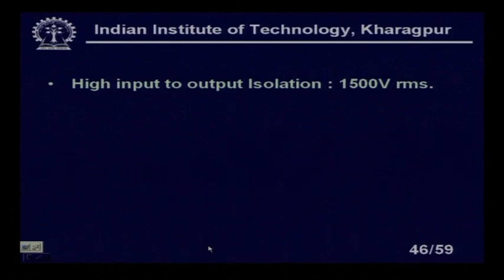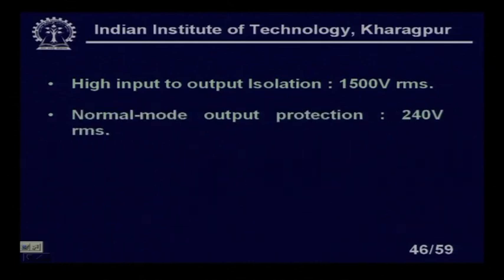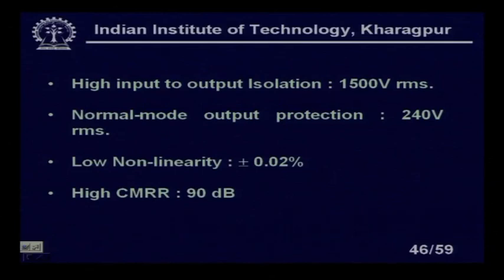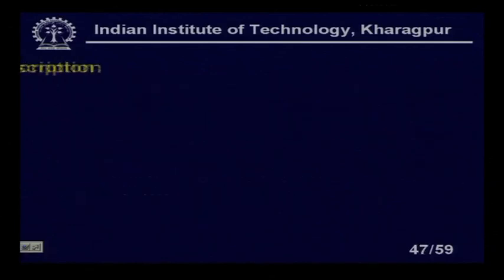High input to output isolation, 1500 volt RMS. So, it is a large isolation, that is very much necessary to protect my other instruments. Normal mode output protection is 240 volt RMS. Low nonlinearity, it is plus minus 0.02%, that is also a great advantage. High CMRR, it is 90 dB. So, common mode rejection ratio is quite high.